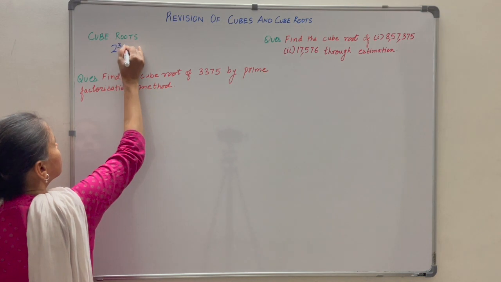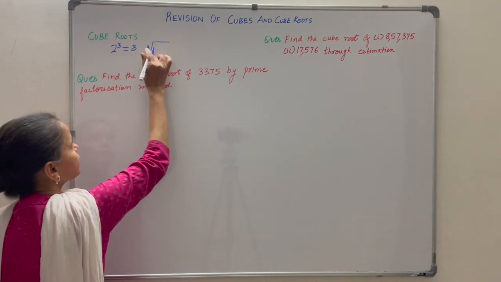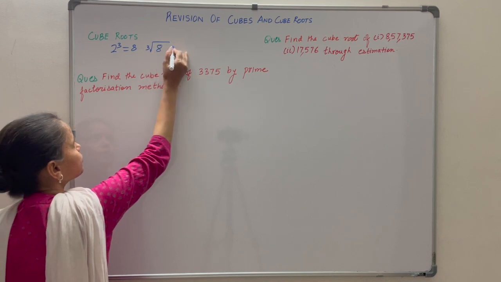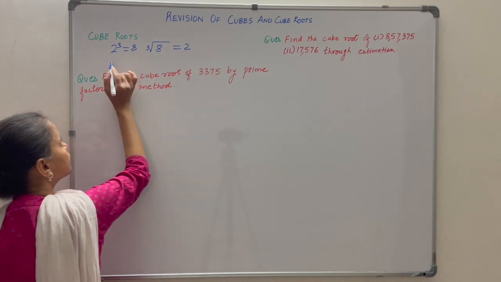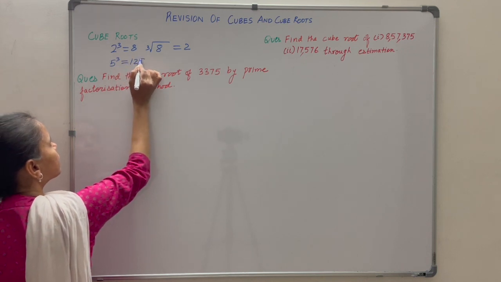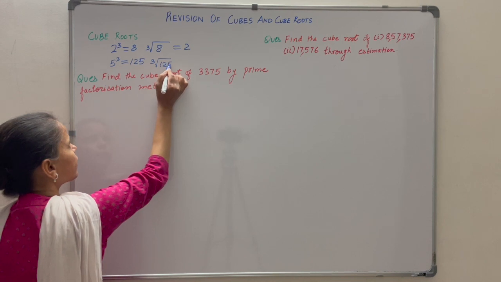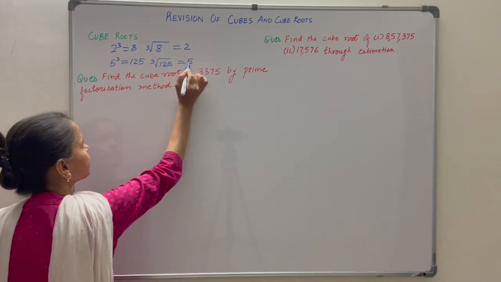2 cube is equal to 8. So the cube root of 8, this is your cube root symbol, is 2. 5 cube is 125. So the cube root of 125 is 5.